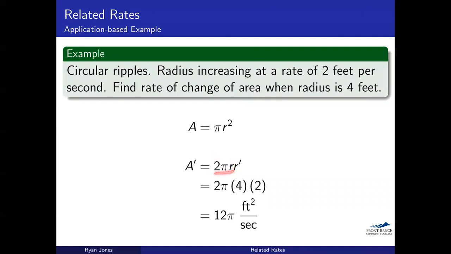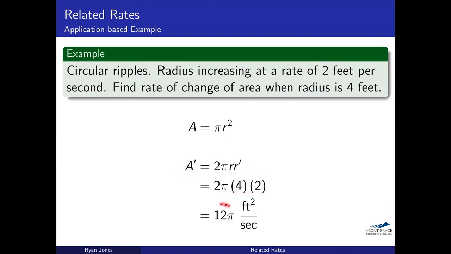So I have my 2 pi r, but chain rule tells us that because this r is a function of time and I'm taking a derivative with respect to time, I have to have a chain rule term that says I multiply by r prime, whatever the derivative of that r is. Now, luckily, I'm looking for A prime. I know that r is 4 and r prime is 2.